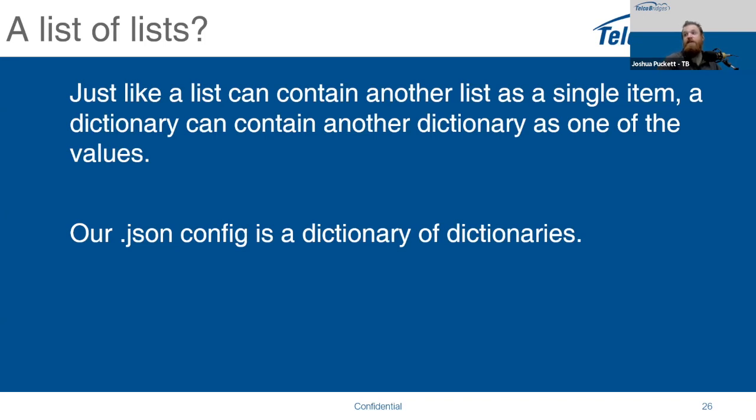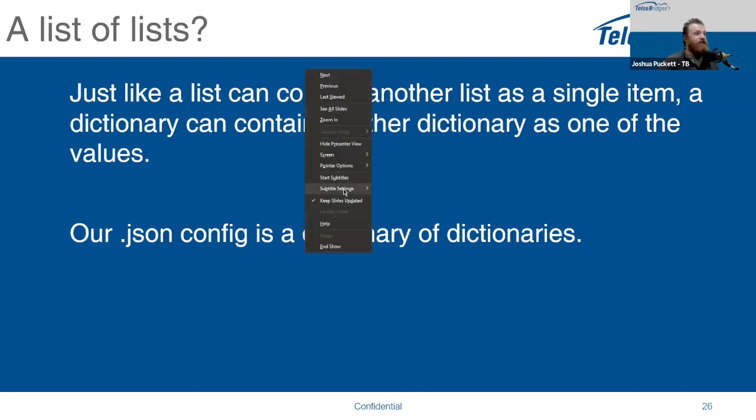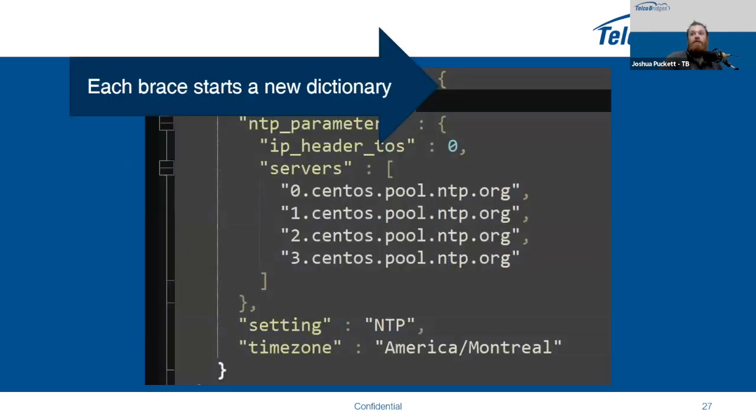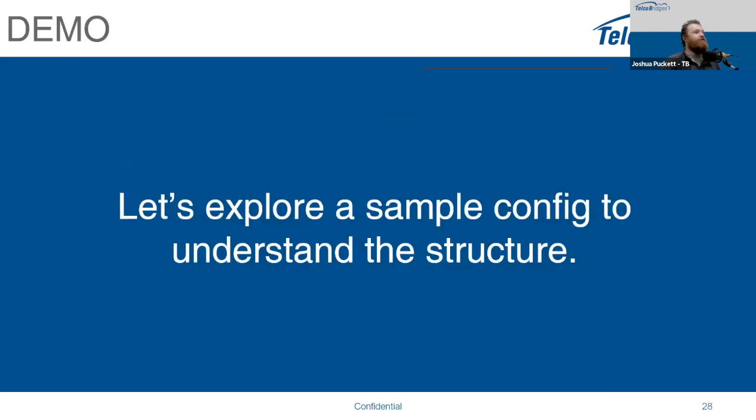Just like a list can contain a list, just like you could make four shopping lists and put them in your pocket and keep them together, and now you have a list of lists, a dictionary can contain dictionaries. And that's all our JSON config file is. It's a dictionary of dictionaries. And once you understand that, setting this stuff up is really easy. I already mentioned this manually, but the brace starts the new dictionary.